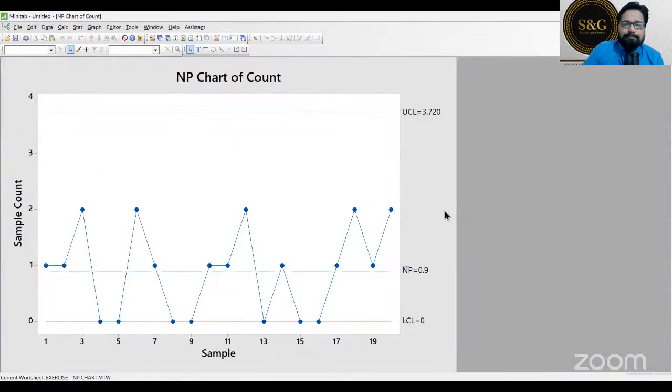And you can see here, this is an absolutely stable process. There is not a single data point which is going beyond the control limit. And the lower control limit is stopping at 0. Why? Because again, you cannot have -1 or -2 or -3 defective. Are you understanding? It can be 0 or more than 0, correct? That's why the lower control limit stops at 0 and the upper control limit at 3.720.